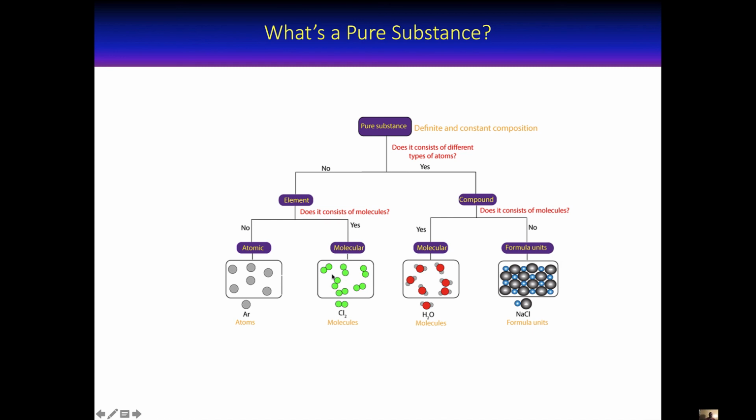Here also, you see solely green circles in this box. So that also depicts a pure substance, and the atoms combine in a fixed mass ratio. And here you just have individual atoms of argon, which also depicts a pure substance. So again, a pure substance has a definite and constant composition.